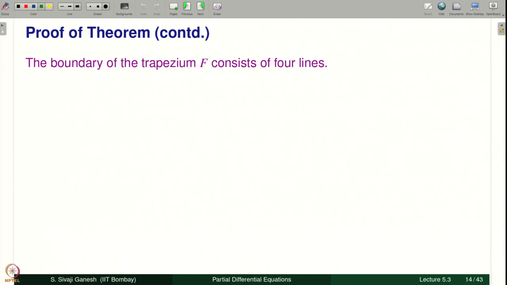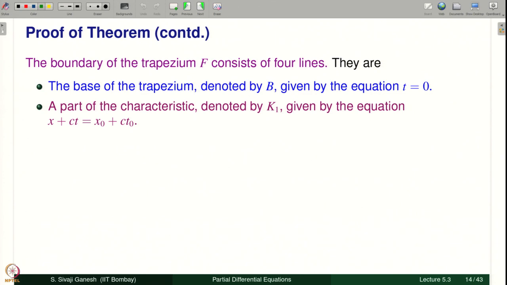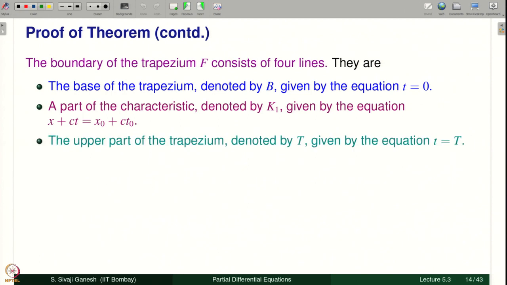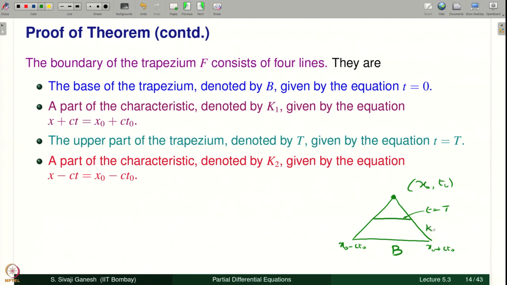So, the boundary of the trapezium consists of 4 lines. They are the base of the trapezium denoted by B, given by the equation t equal to 0, a part of the characteristic denoted by k 1, given by the equation x plus ct equal to x naught plus ct naught, the upper part of the trapezium denoted by T, T for top, given by the equation t equal to t, and a part of the characteristic denoted by k 2. So, remember this is the point x naught, t naught, then we have drawn this. So, this is x naught minus C t naught, x naught plus C t naught, then we took this part. So, the equation for this is t equal to t. So, this we are calling B for base, this is k 1, T for top and k 2. So, the integral is now on these lines.